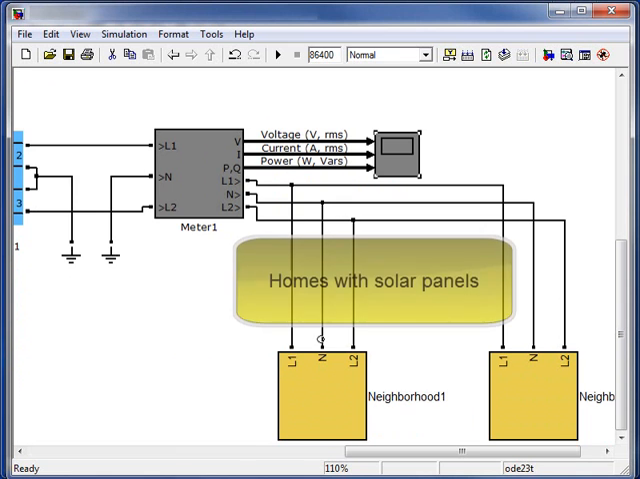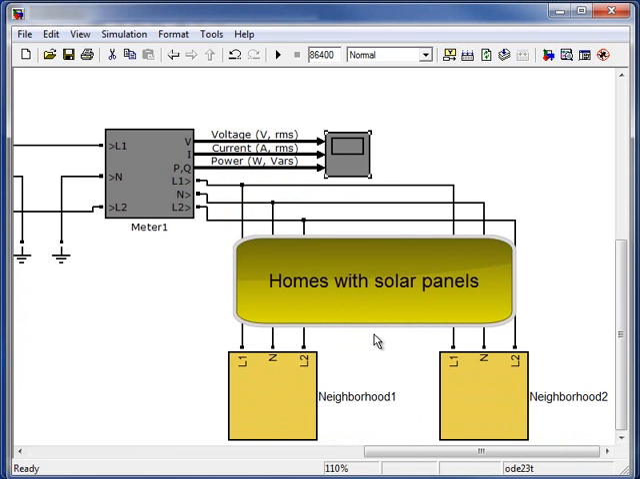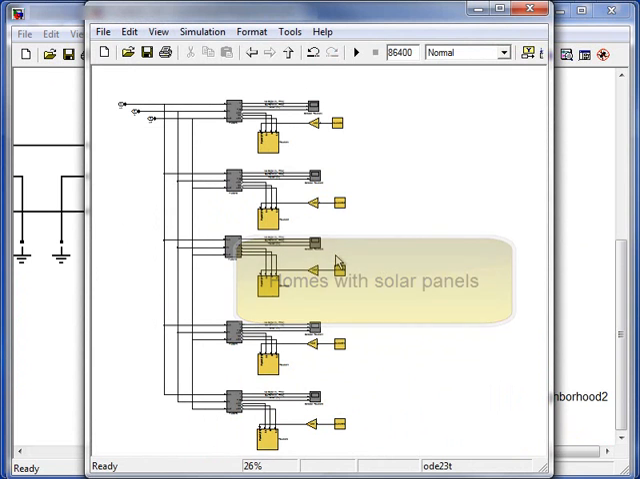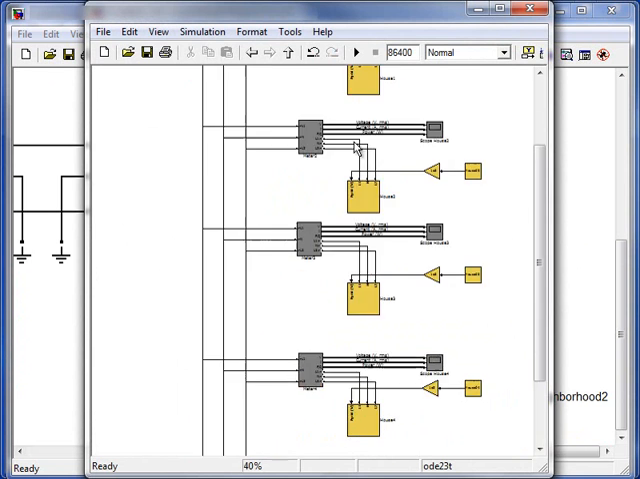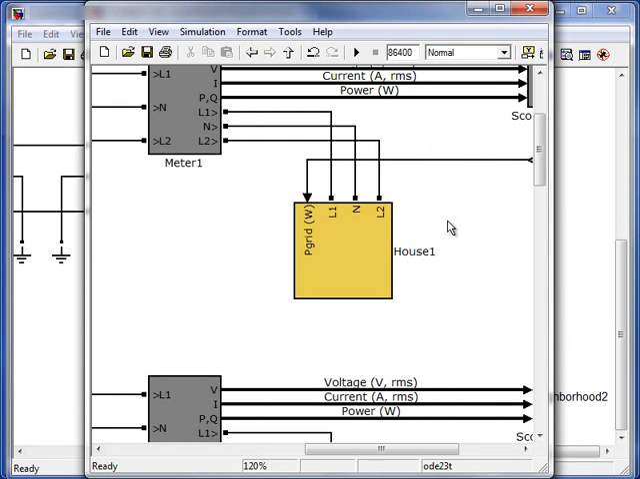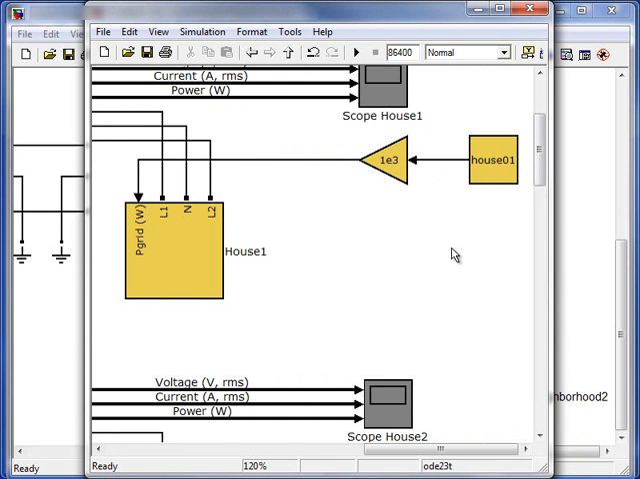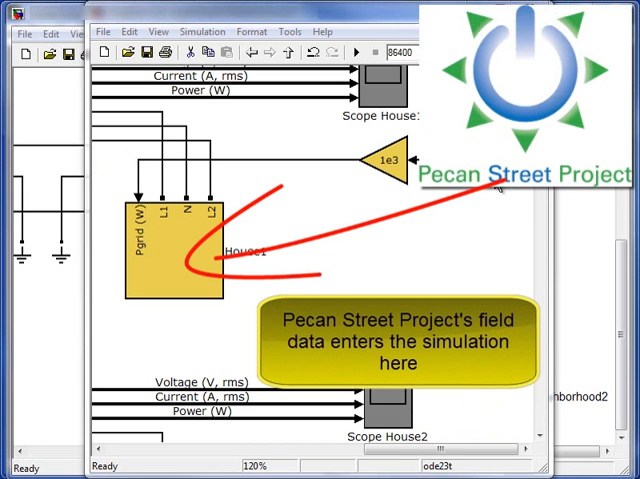These are groups of homes called neighborhoods. Let's look inside neighborhood 1. Neighborhood 1 consists of 5 homes, homes 1 through 5. Each home is modeled as a load profile. The data that drives each home comes from this source block shown here.